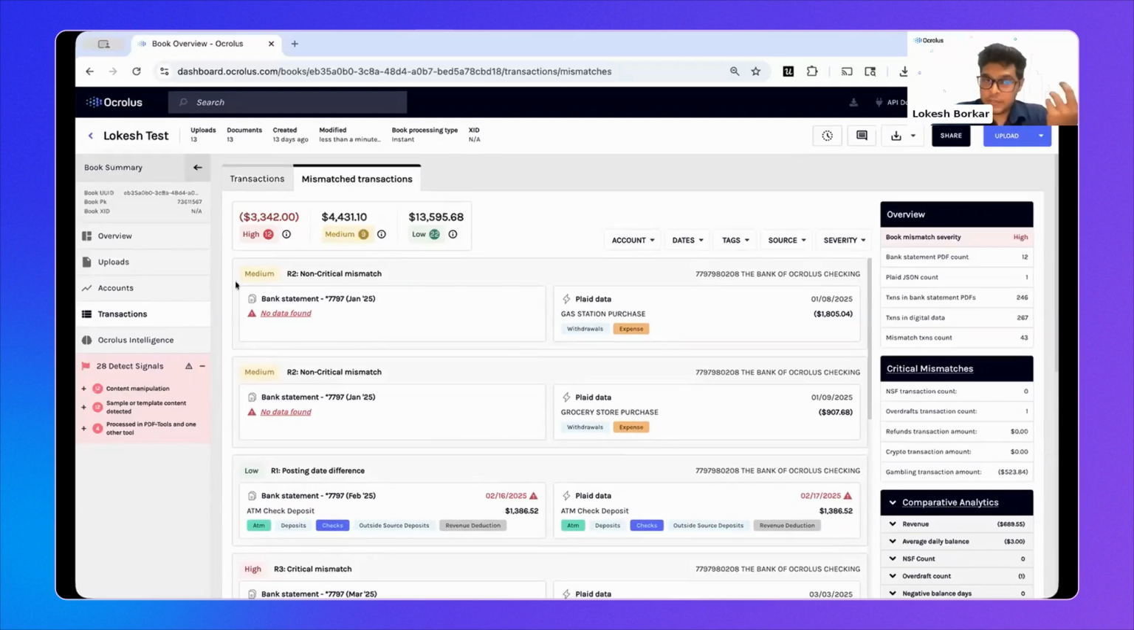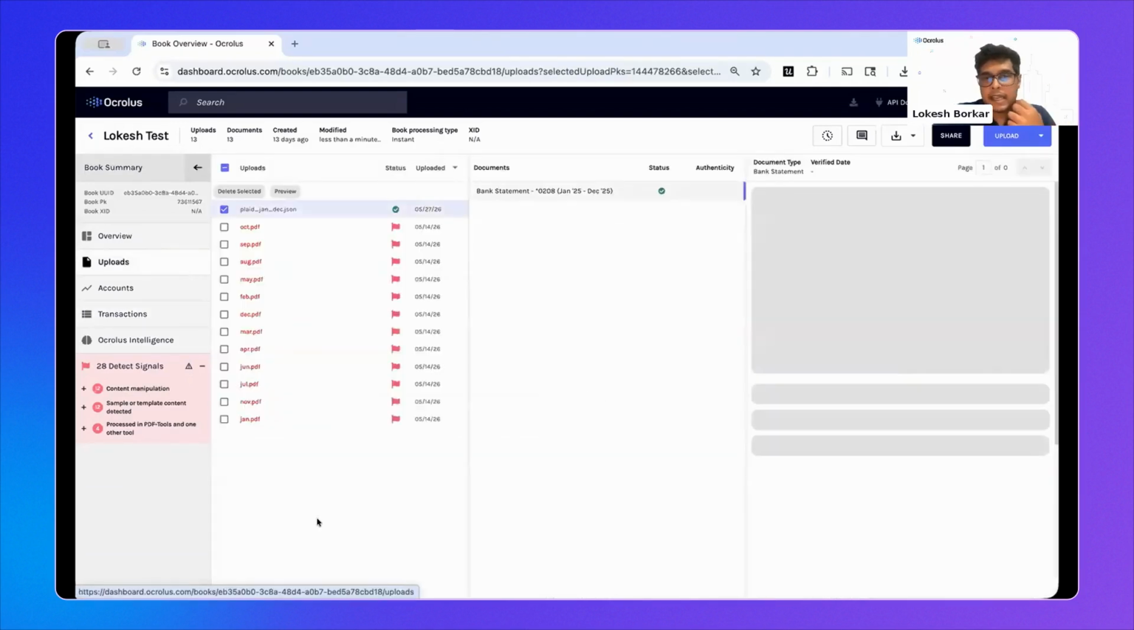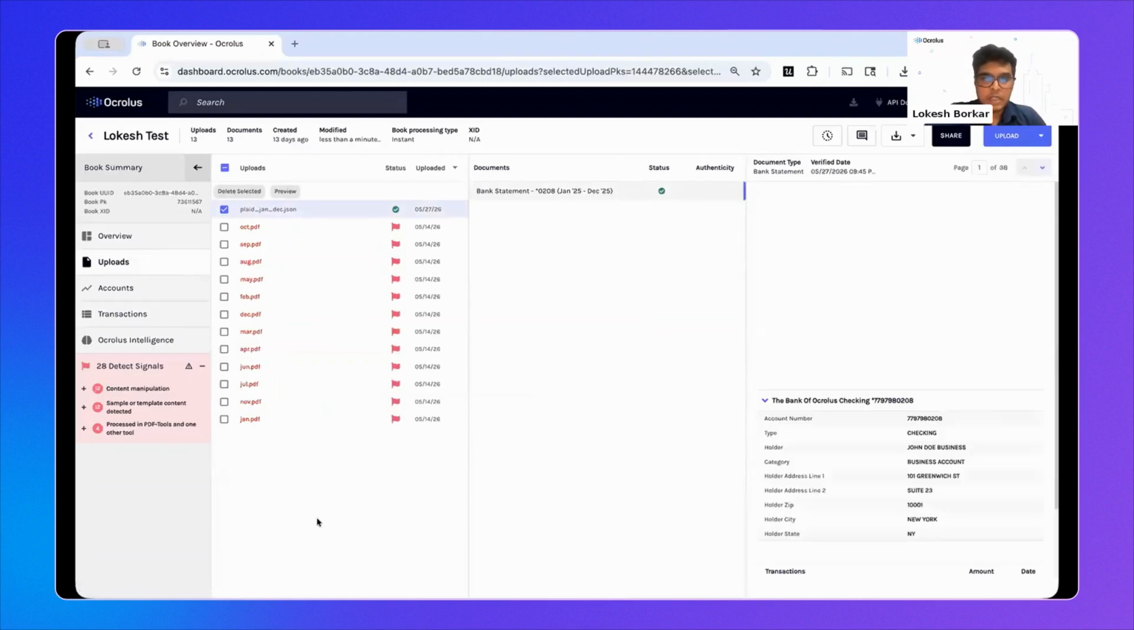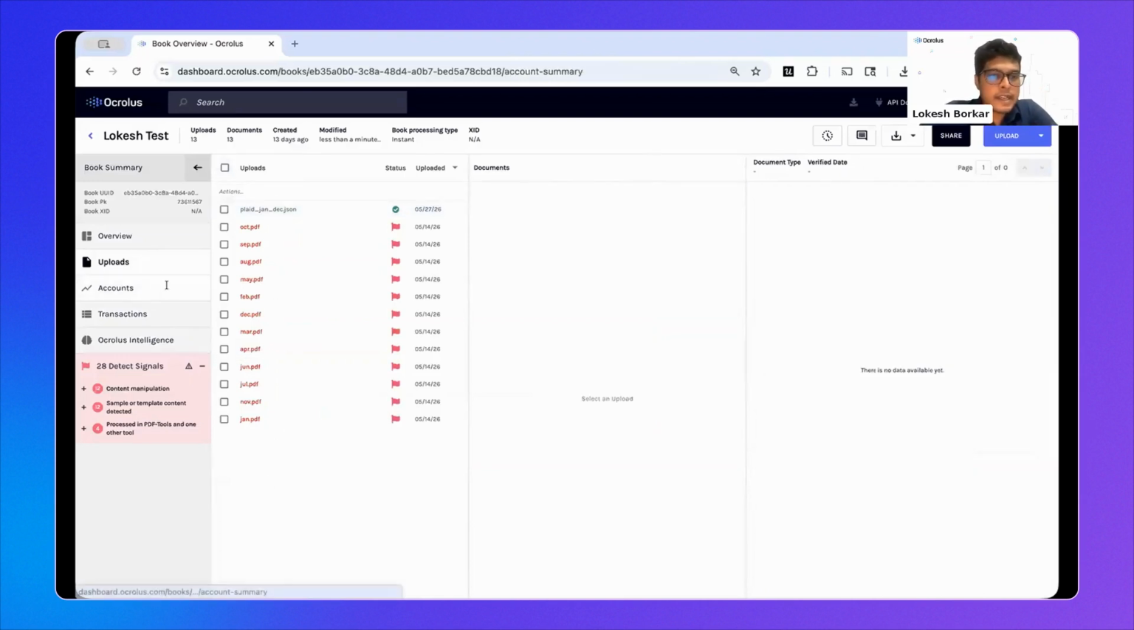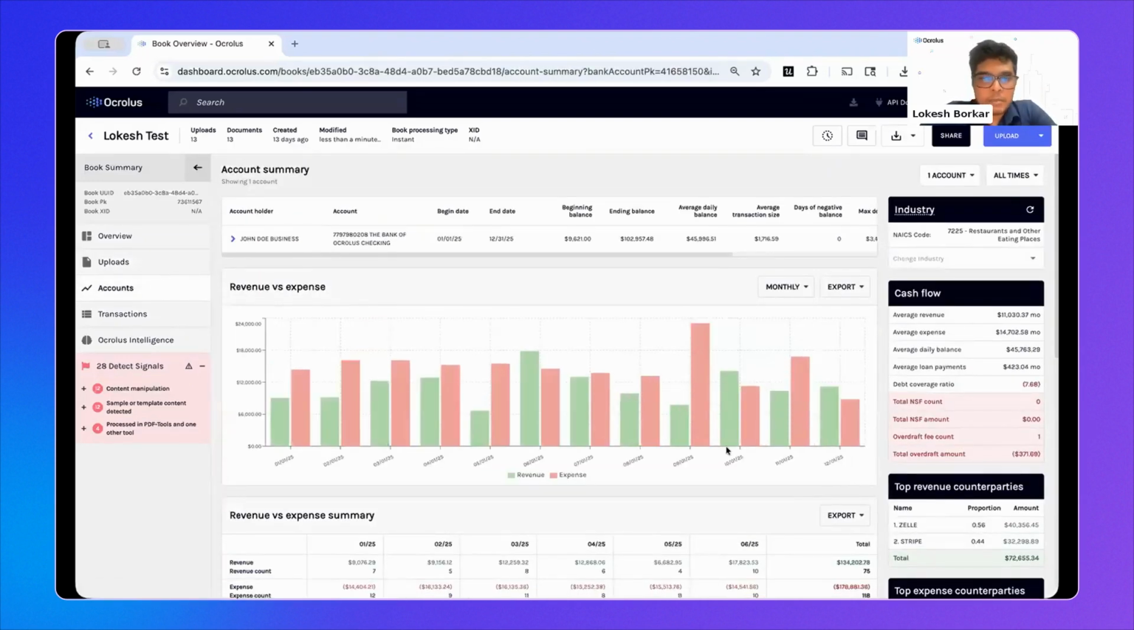Now, once we have done this, and let's say after looking at all the mismatches, I'm good to go ahead and fund this particular business. I feel like the majority of low severity transactions exist, and I'm okay with funding this business. Let's say that this was done at the end of December.